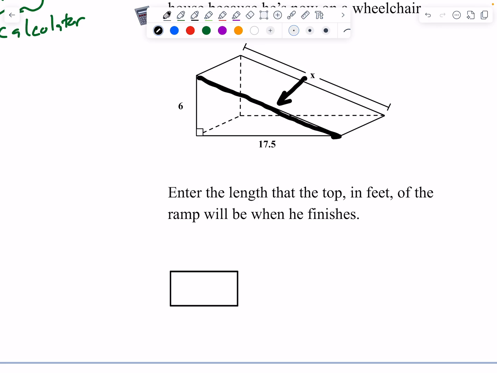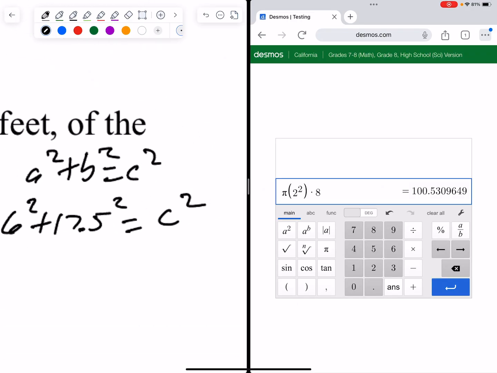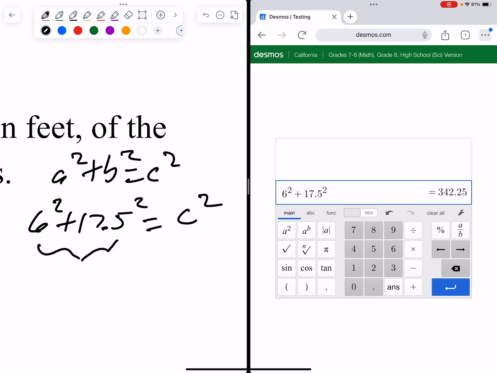So if you think about it, this is a squared plus b squared equals c squared. So a squared plus b squared equals c squared. 6 squared plus 17.5 squared equals c squared. Calculator time. So clear, 6 squared plus 17.5 squared, and that equals 342.25, equals c squared. And what did we say earlier?